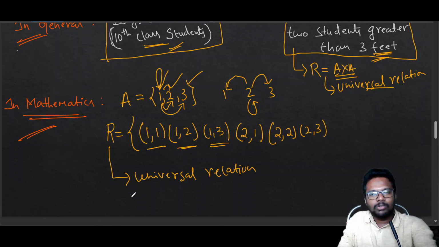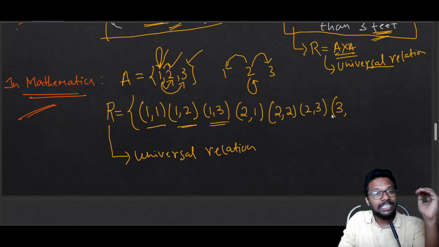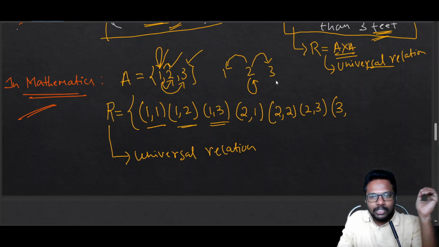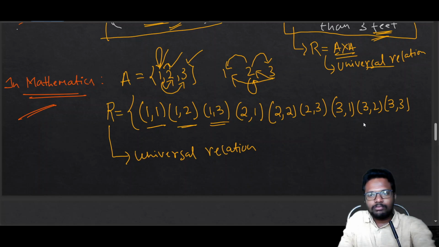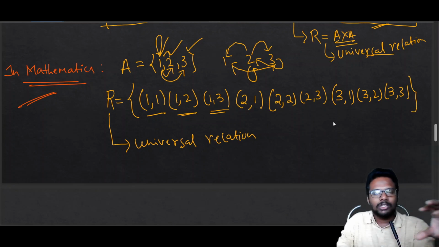Okay, I hope you are all understanding. Now I consider 3, because the definition says each element of A, so 3 is also present in A. Same, 3 is related to 1, so I am writing 3 comma 1, and 3 comma 2, because 3 is related to 2, and last 3 comma 3, 3 is related to 3. So in total we have written all possible relations.